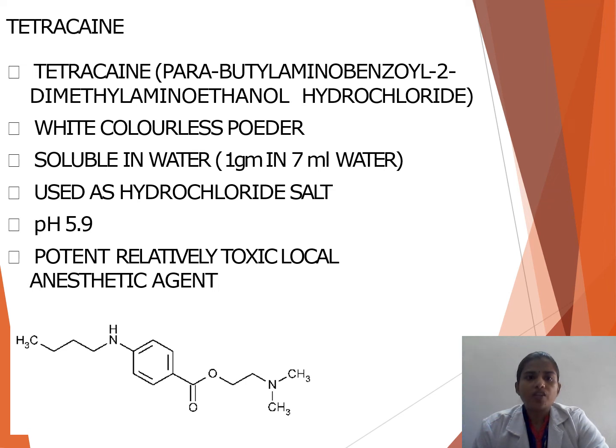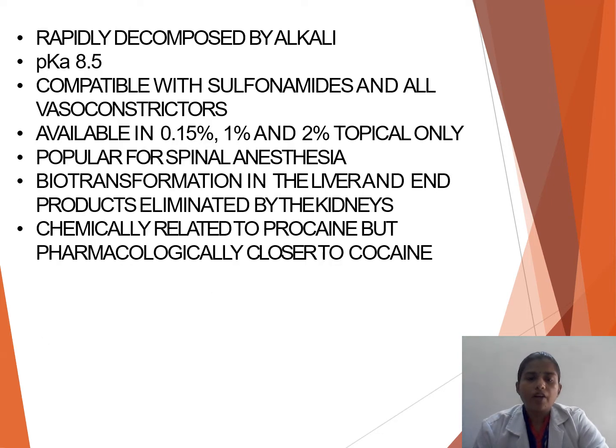Next, we are going to see tetracaine. Tetracaine is para-butylaminobenzoyl 2-dimethylaminoethanol hydrochloride. It is a white colorless powder soluble in water, that is 1 gram in 7 ml of water. It is used as hydrochloride salt with a pH of 5.9. It is a potent, relatively toxic local anesthetic agent. It is rapidly decomposed by alkali. It has a titration value of 8.5, compatible with sulfonamides and all vasoconstrictors.